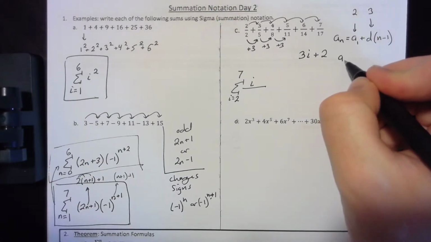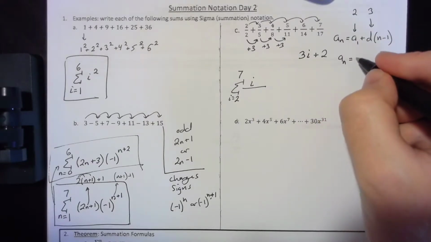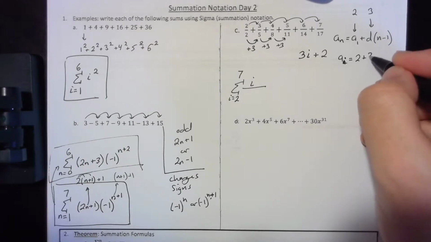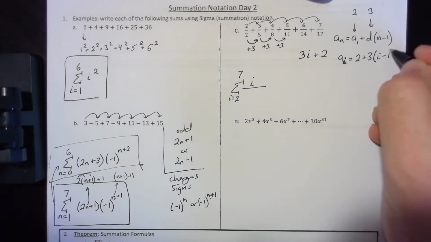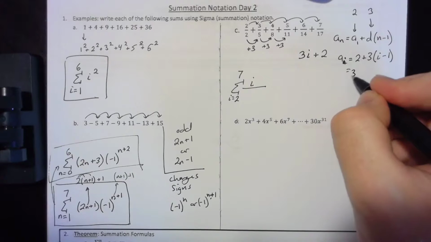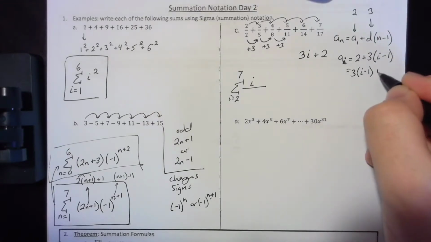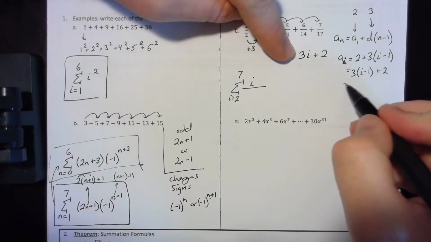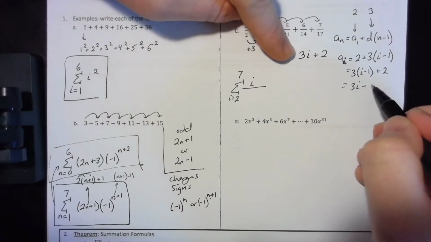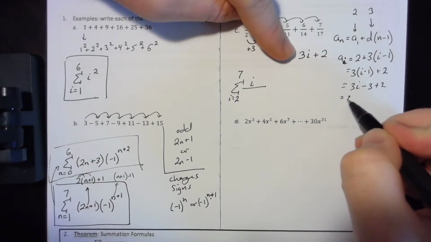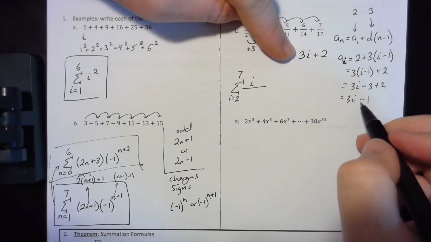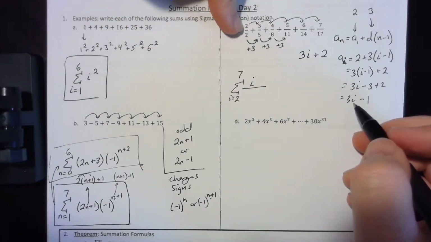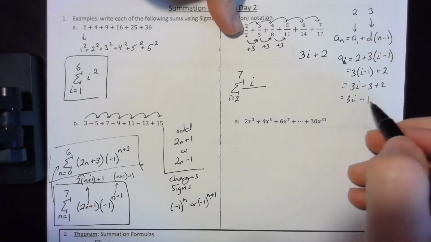So a sub n, I'm going to change that to an i. I prefer that as an i. 2 plus 3 times i minus 1. And you'll notice in this case, if I rearrange it, it's 3 times i minus 1 plus 2, which is actually very, very similar to this, is it not? You'll notice then that this becomes 3i minus 3 plus 2, which is 3i minus 1. Now, if I go to plug in 2, do I get back 2? And you'll notice 3 times 2 is 6, minus 1 is 5.